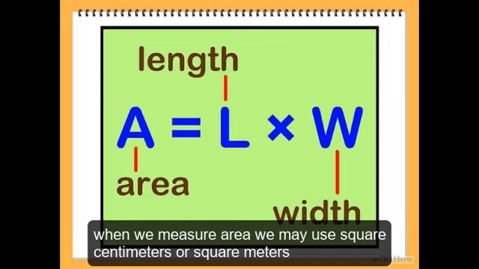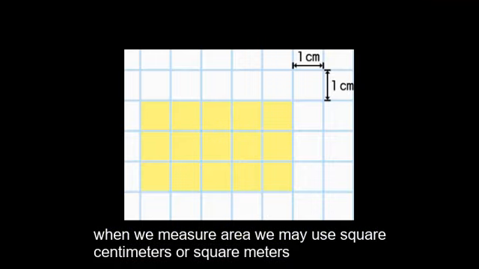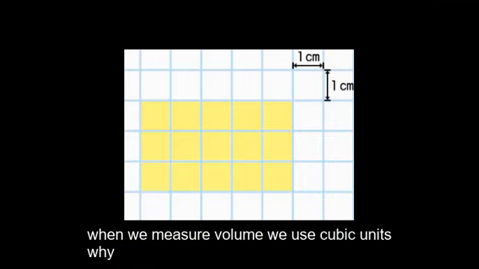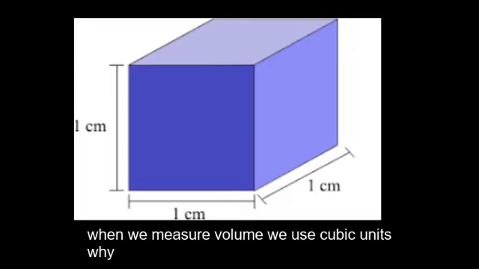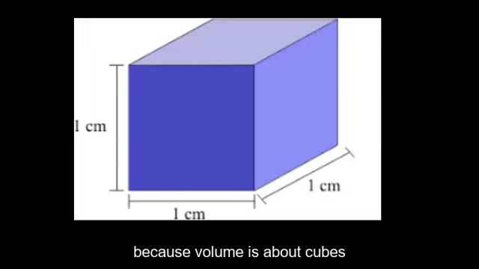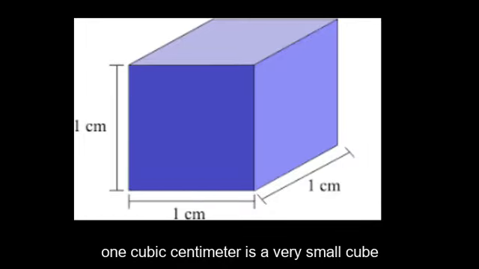When we measure area, we may use square centimeters or square meters. When we measure volume, we use cubic units. Why? Because volume is about cubes. Let's begin with 1 cubic centimeter. 1 cubic centimeter is a very small cube.